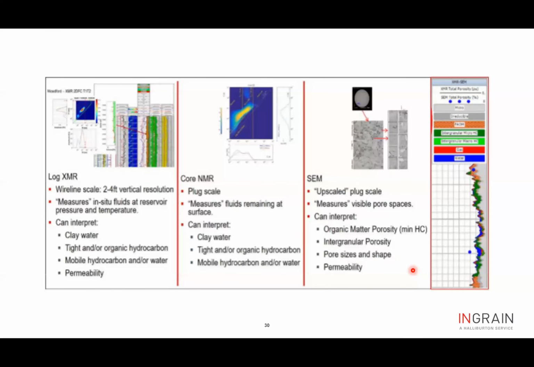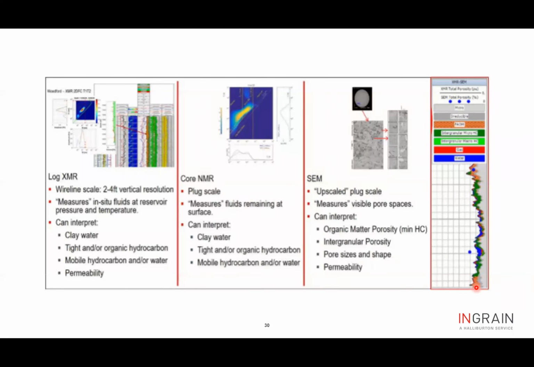So by integrating these NMR and SEM, now we can get to a point where we can segment our producible pores, the producible porosity. What I mean by that is that we can now subdivide or segment these pores into organic hosted versus inorganic hosted, etc. So the intergranular versus the organic pores, those classifications we can do.